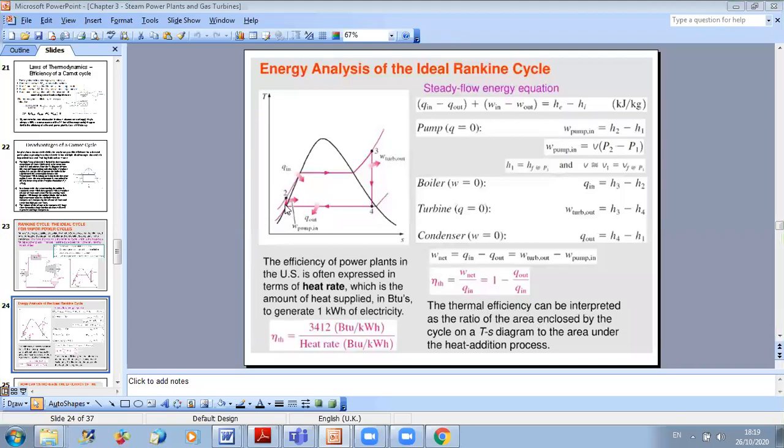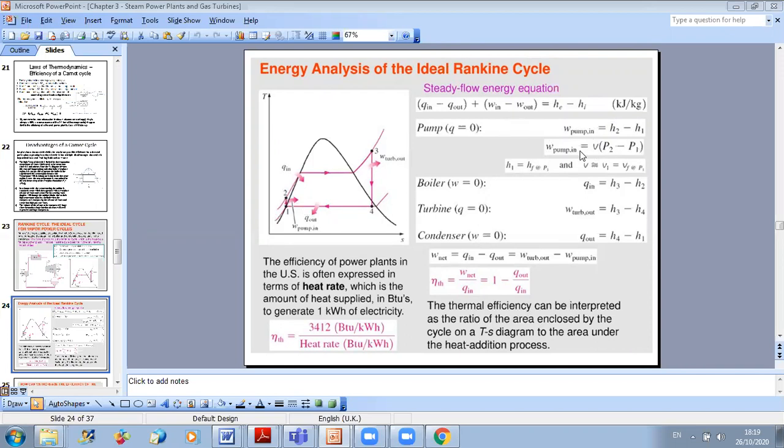Let us continue. So we can say that an absolute value W pump is V. Why here do they consider the positive value? Because look, they are putting W pump in. So when they replace it afterwards, they will do minus W pump in. This is why they put V times P2 minus P1. So we are done with the work of the pump.